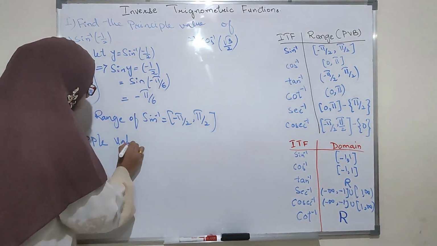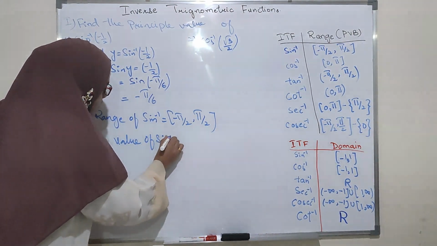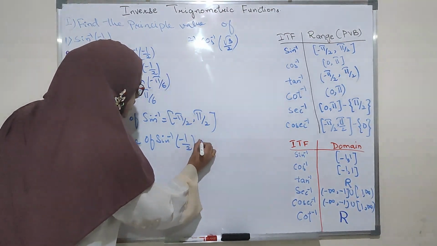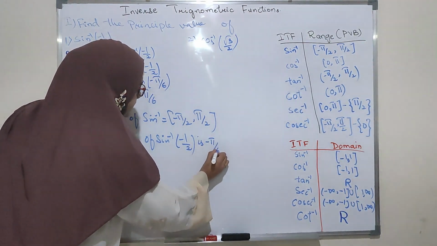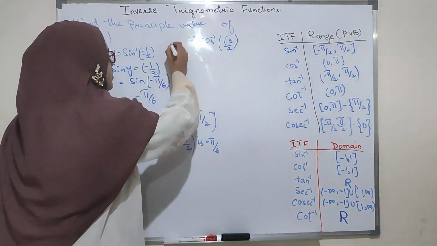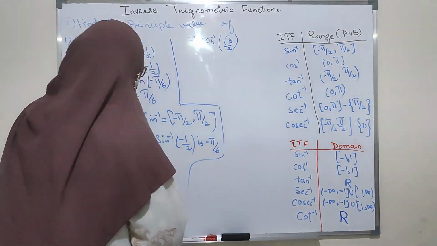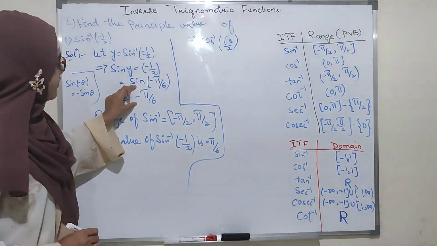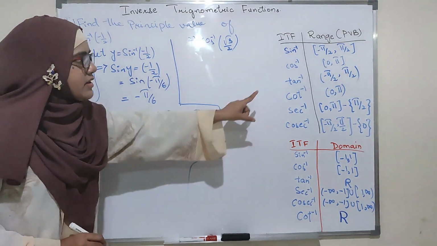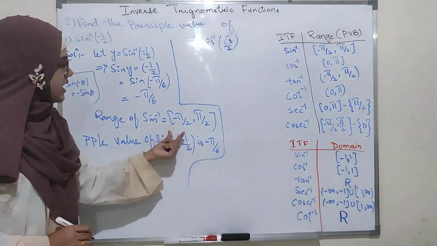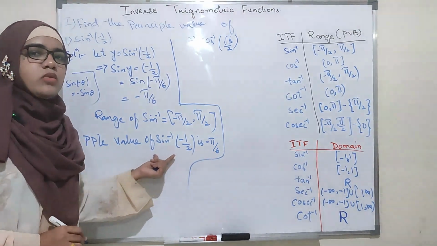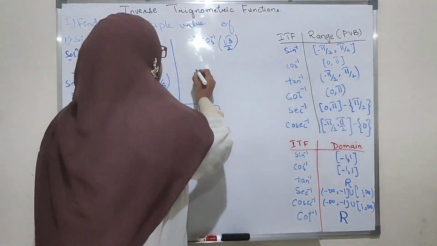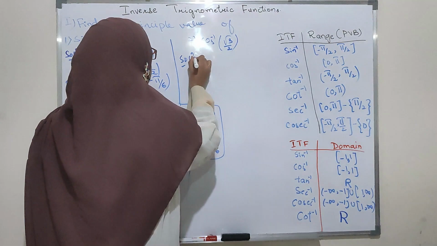So the principal value of sine inverse of minus half is minus pi by 6. We have to check whether these values, which we found from the table value of the sine function, lie in between the principal value range or the principal value branch. If it lies, then you can write the principal value of the given function is so and so.